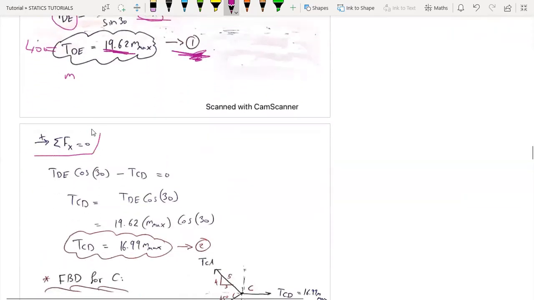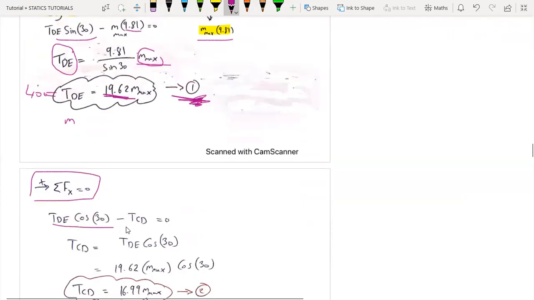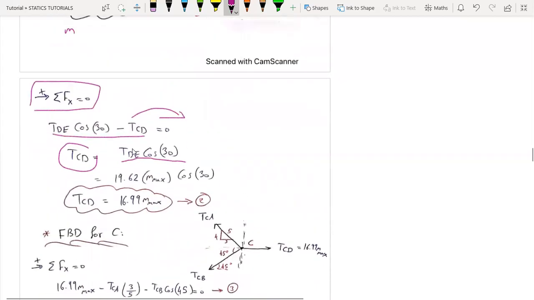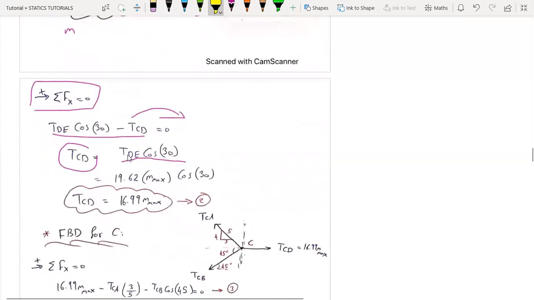So here, taking also the summation of forces in the x direction for particle D, we have TDE cosine 30 positive minus TCD equals 0. Okay, so TCD will be what? I will take TCD to the other side, so we will get TCD equals TDE cosine 30, and TDE we have already found to be 19.62 M maximum. So I will replace TDE by 19.62 M maximum times cosine 30, I will get TCD to be 16.99 M maximum. This is our second equation.